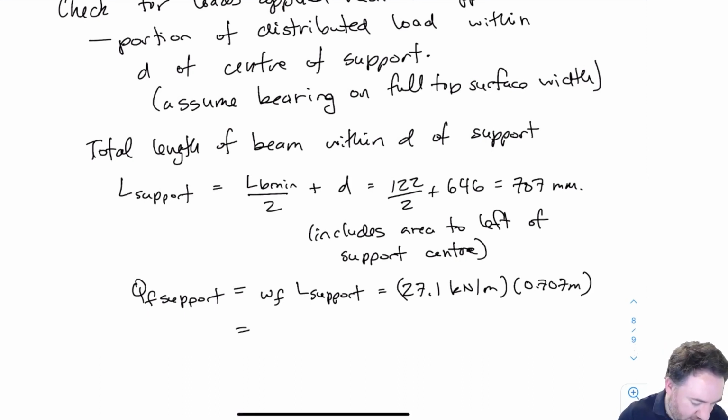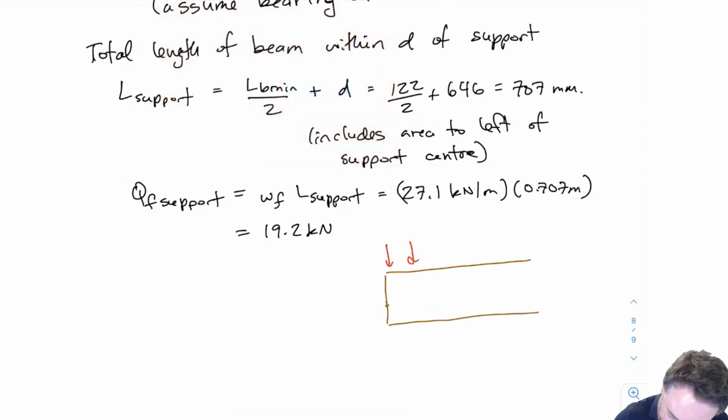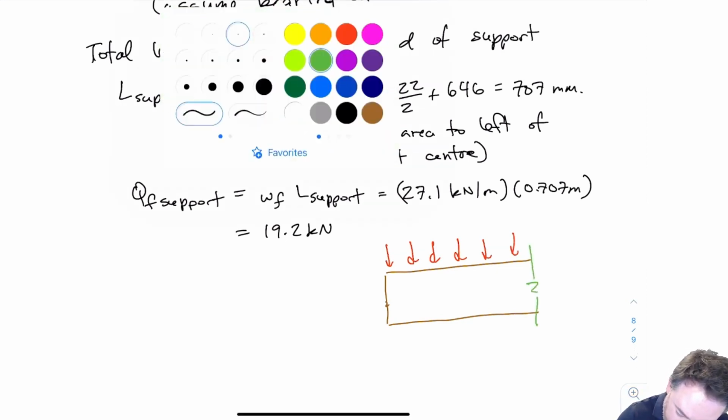And so we get 19.2 kilonewtons. So again, this is what our situation looks like. I'm just going to draw it so that we have an idea. Maybe I'll make it a bit deeper. Okay, so we have our load here. It's our total load. This continues.